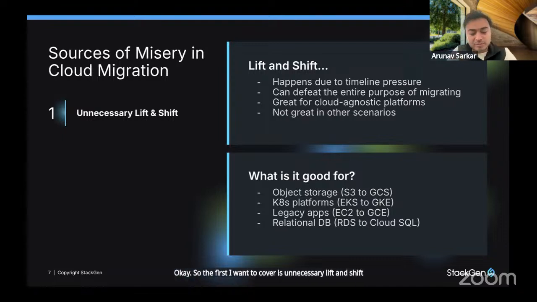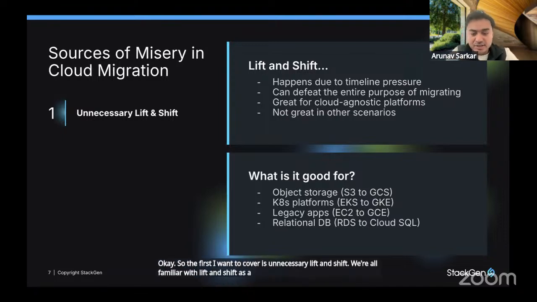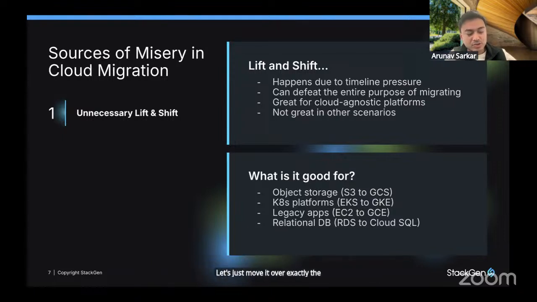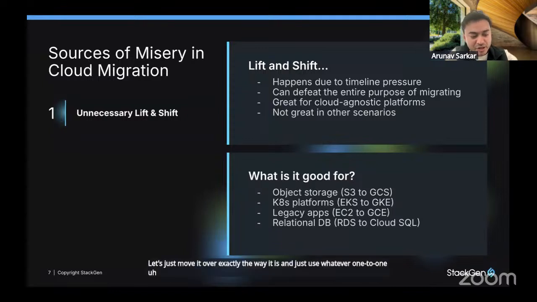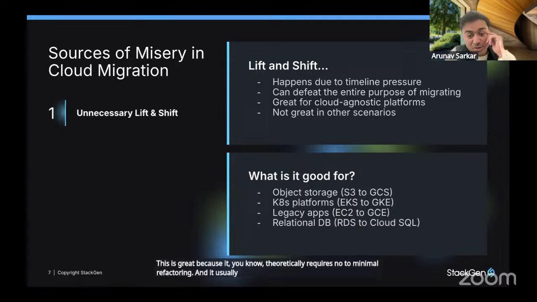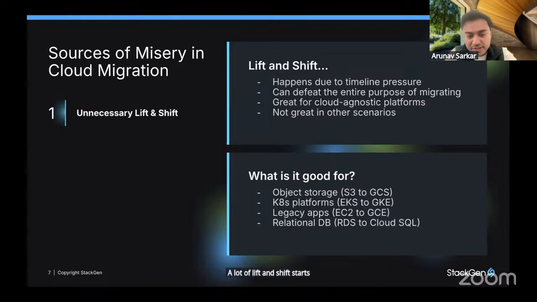All right. So we're all familiar with lift and shift as a strategy, right? It's whatever application architecture that we are running from our source cloud, let's just move it over exactly the way it is and just use whatever one-to-one cloud service equivalents exist in our destination, right? This is great because it theoretically requires no to minimal refactoring, and it usually happens especially when we have timeline pressure, right? We need to migrate to XYZ cloud, and we have to get the whole thing done within 12 months, right? A lot of lift and shift starts happening around month 9 and 10, right?